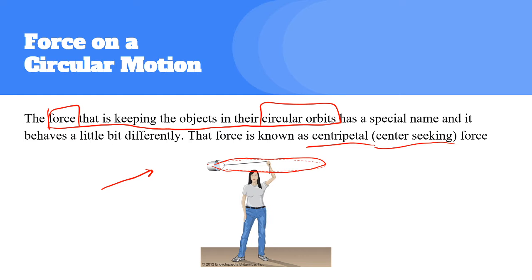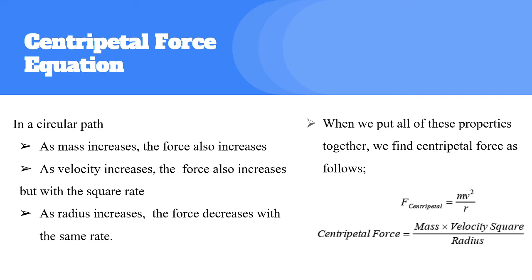If you didn't have that force, they wouldn't be able to have that circular motion. So that force that is keeping the objects in their circular orbit is called centripetal force. Alright, so what is going to be the equation for that centripetal force? When you investigate, you will see that mass and force are directly proportional. As mass increases, force increases. And velocity and force also go in the same direction. As velocity increases, you have more force. But when velocity increases a little bit, force increases more.